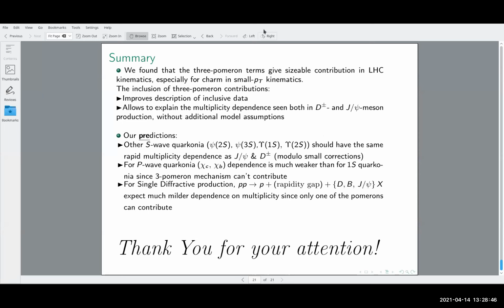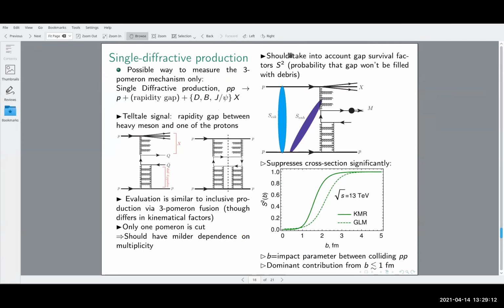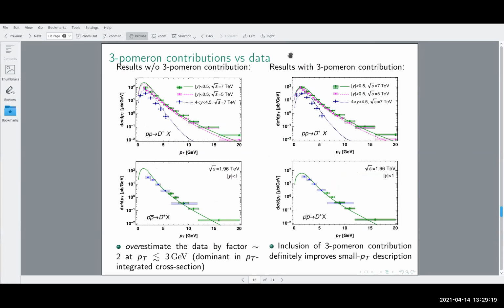So I have a quick question. You showed the comparison between the PT spectrum and some data. Did you check whether your approach, the 3 pomeron fusion approach, reproduces the PT spectrum of J/psi production cross-section in proton-proton collision, say at LHC at forward rapidity or central rapidity?